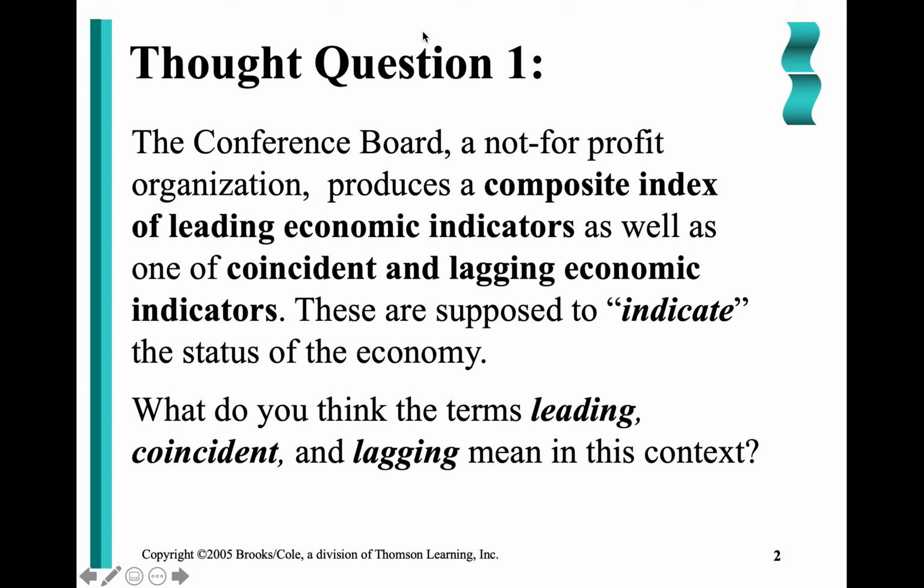Now, as always, we'd like to start with our thought questions. Unlike in a classroom where I can get a response back, we'll go through the question and then we'll talk out loud. So, the Conference Board, a not-for-profit organization, produces a composite index of leading economic indicators, coincident and lagging economic indicators. These are supposed to indicate the status of the economy.